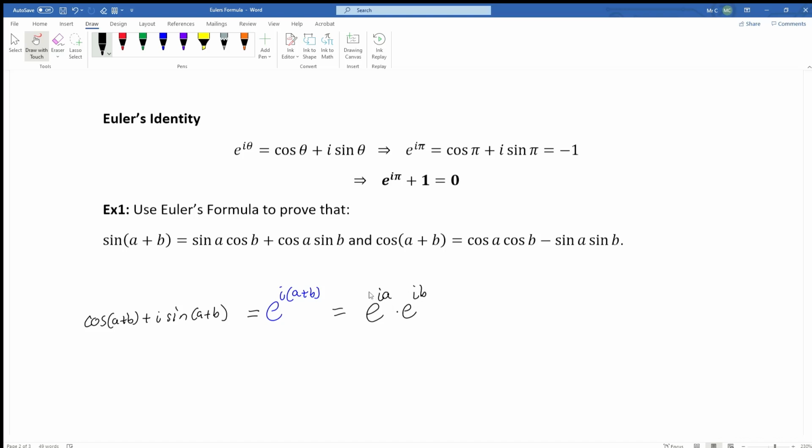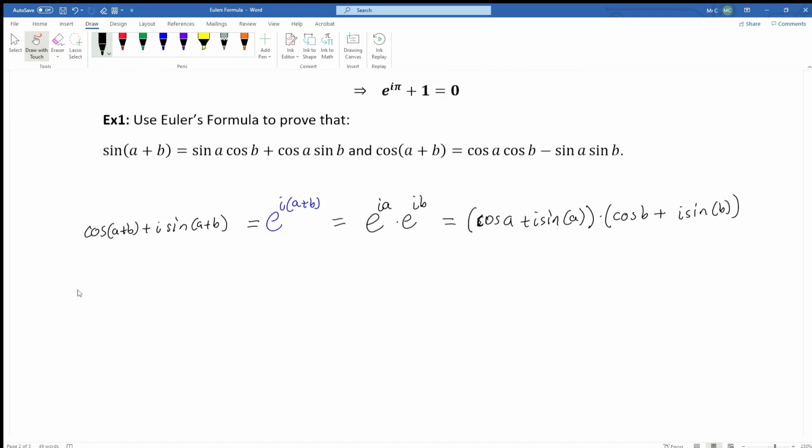But I could also rewrite this using my power properties as e to the iA times e to the iB, right? If I distribute that, that's e to the iA plus iB, and my power properties for exponents split that into e to the iA times e to the iB. And each of these can be written as cosine of A plus i sine of A times cosine of B plus i sine of B. So now if I take my left-hand side and just rewrite it here, that's cosine of A plus B plus i sine of A plus B.